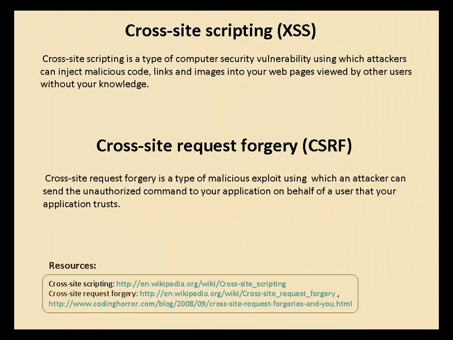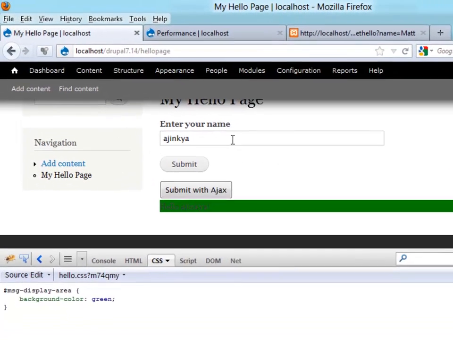Since we are not using Drupal form API, we need to deal with cross-site scripting and cross-site request forgery attacks ourselves. Cross-site scripting is a type of attack where attacker can inject malicious code, links or images into our web pages without our knowledge. Cross-site request forgery is a type of exploit using which an attacker can send the unauthorized commands to our application on behalf of a user that our application trusts.